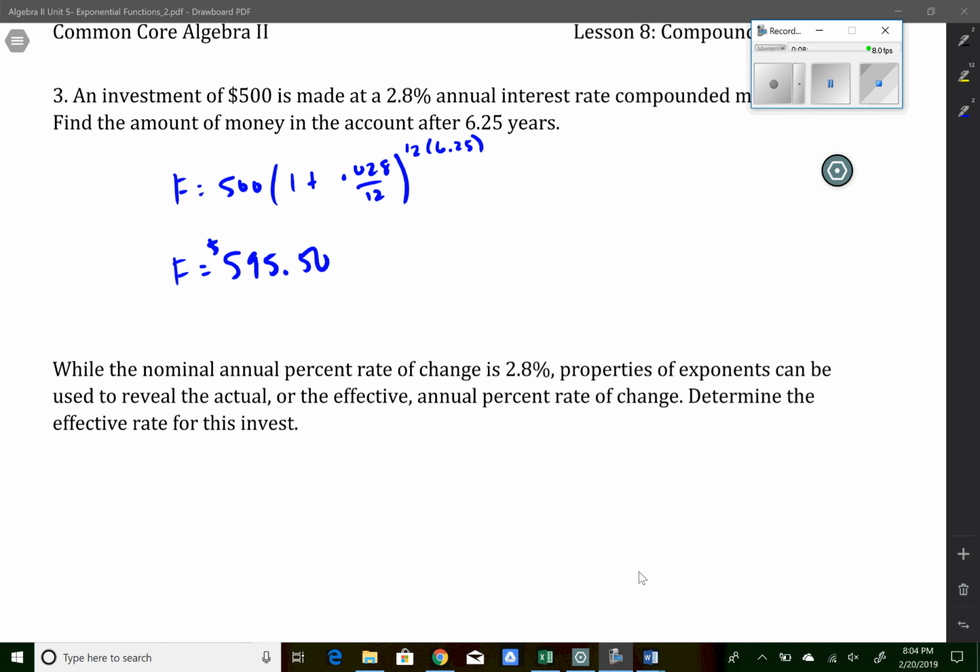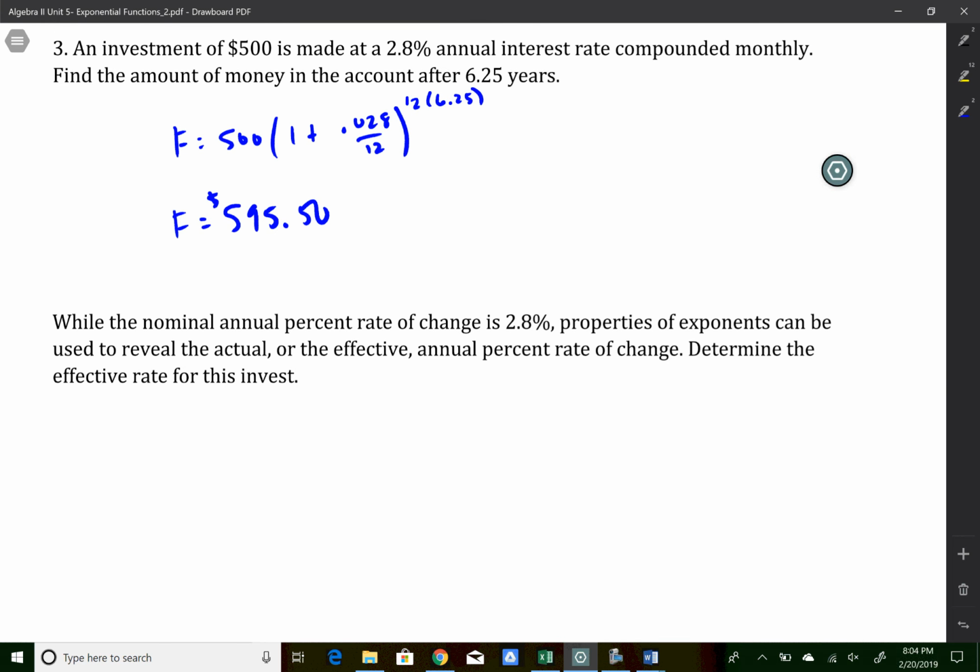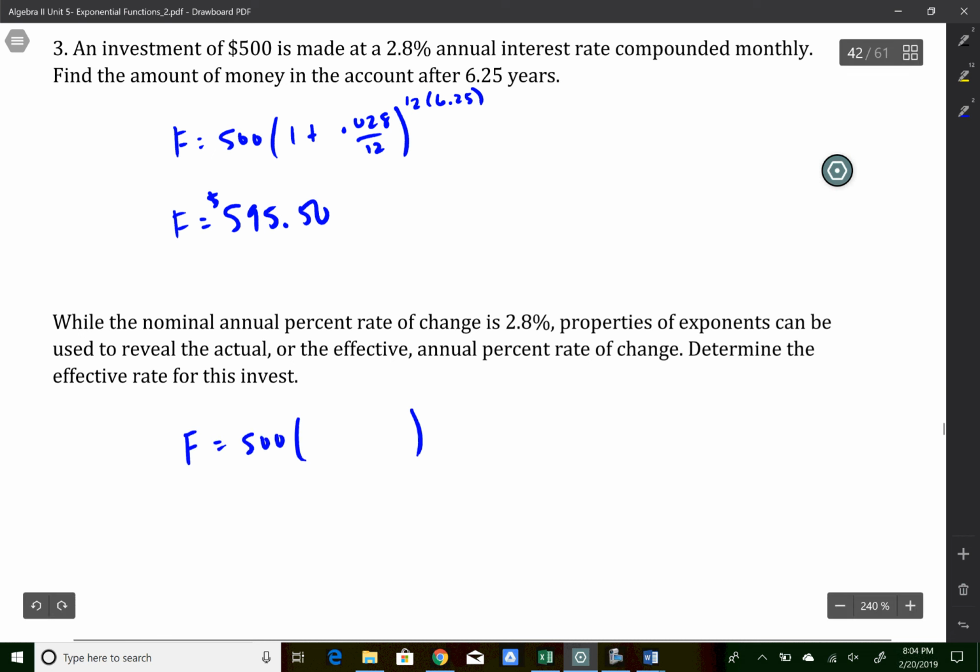So if we take a look at this initial value here that we have, so if we take F, the 500 is not going to change, and I want to figure out, well, what does this piece come out to be if I type that into my calculator?